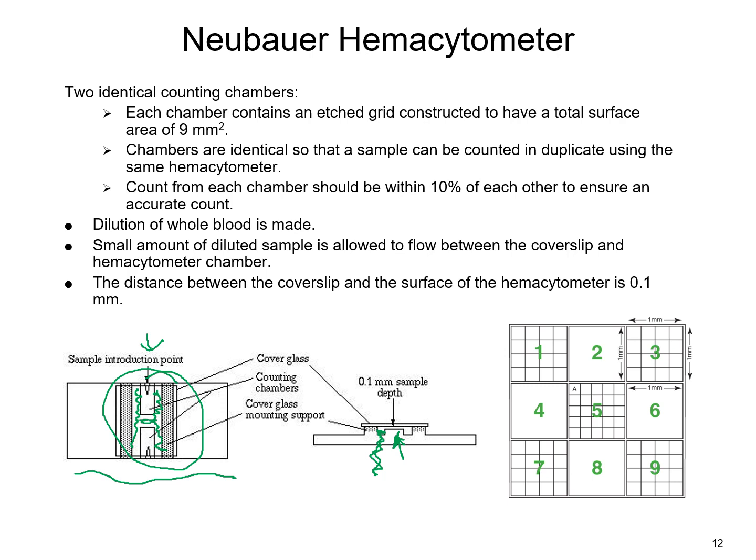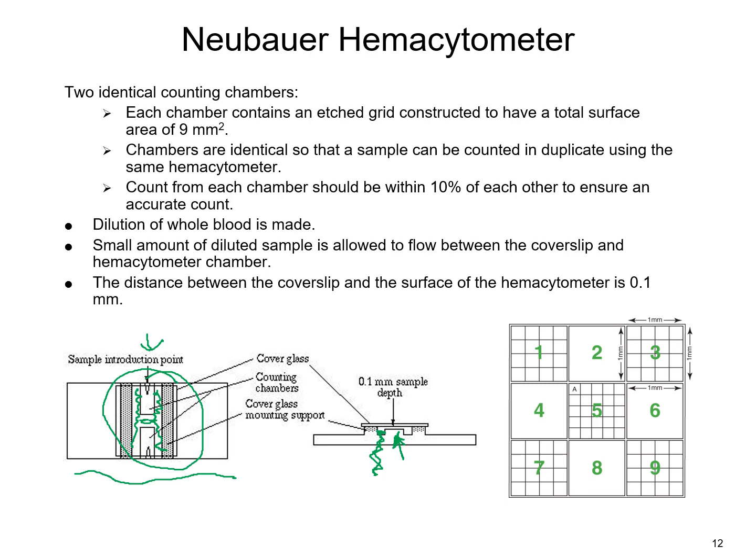And so once you load it, you'll allow time for those cells to settle down and come all to the same plane, so that it's easier to count, and then your excess is going to go over into the little moat area. But that depth in between the actual hematometer itself and the cover slip has a depth of 0.1 millimeters. So that's the depth of the sample that's actually in there.